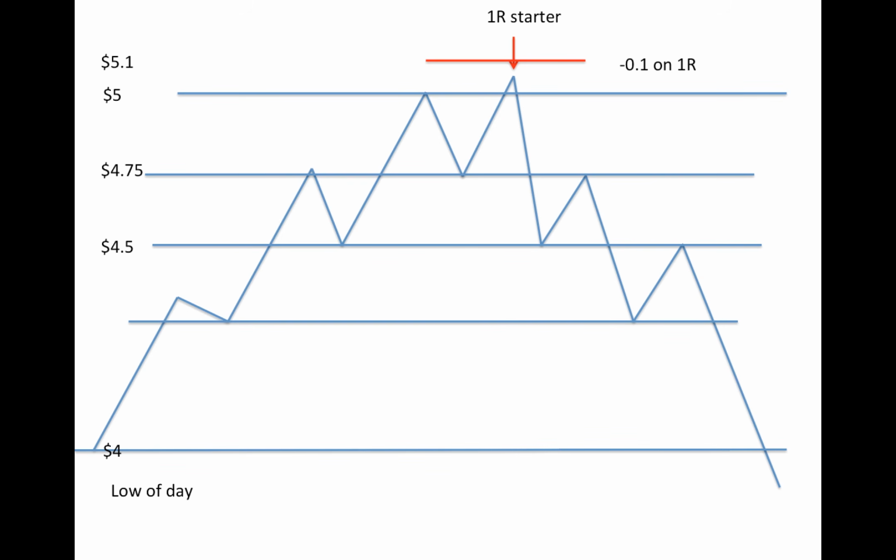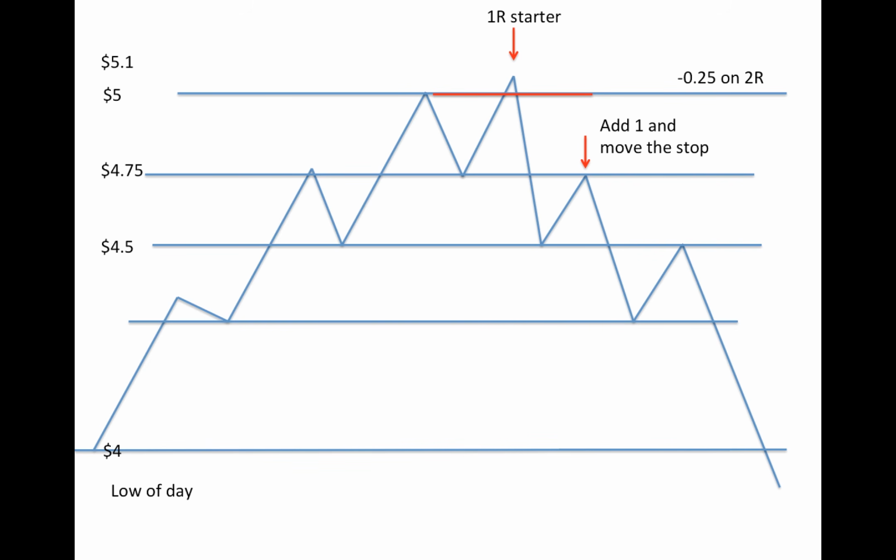Now, what are the possible outcomes? Well, the first one is you get in at $5, your stop is at 5.1, and you get stopped out for minus 0.1 on your starter size. Once it moves down, you're adding 1R and you move the stop to $5, making it basically a 25-cent stop on 2R.